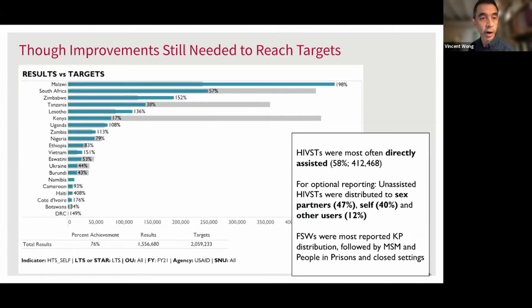Here's our results to targets. Again, some differential with countries, some with large targets and lower performance. So that might be recalibrated in COP22, but all in all, doing quite well in delivery expansion. Next slide.